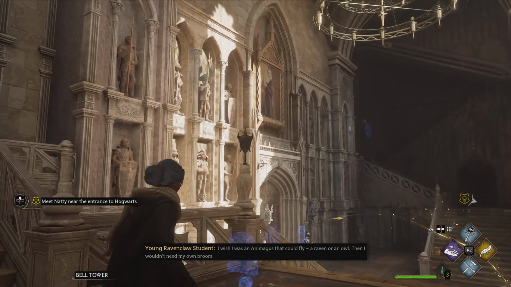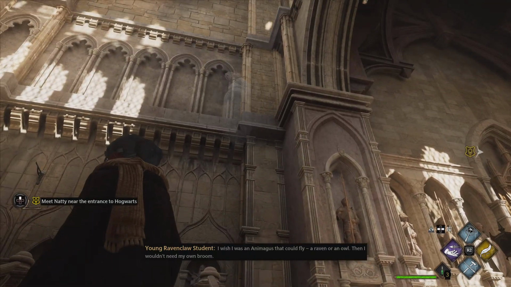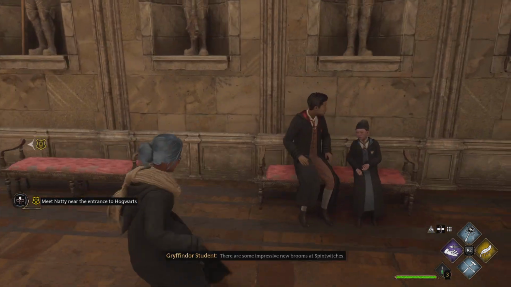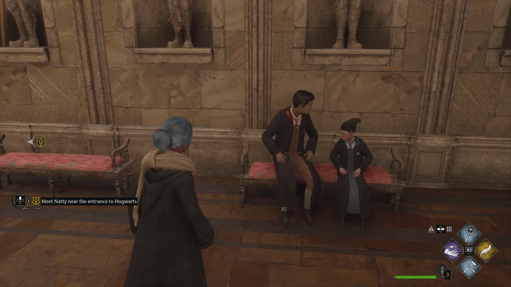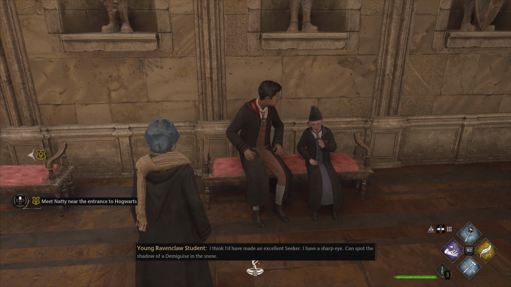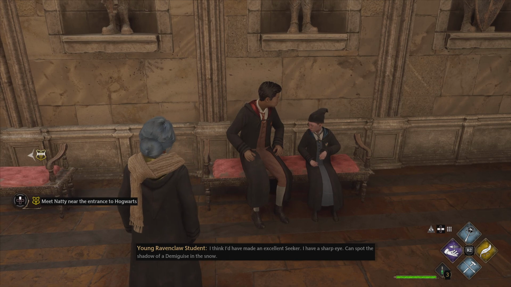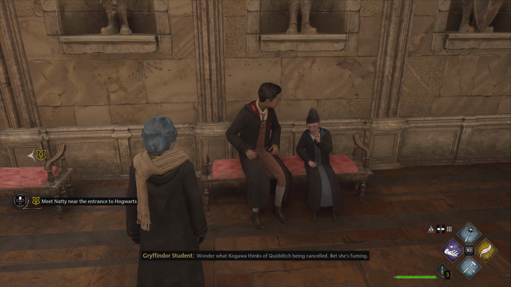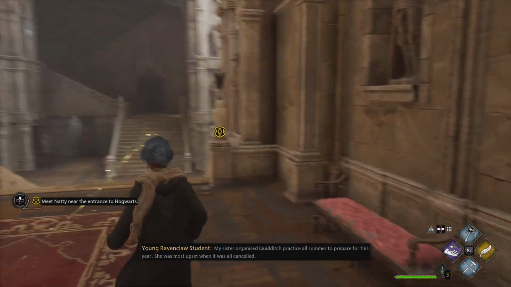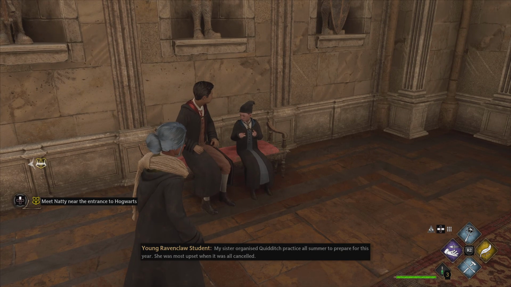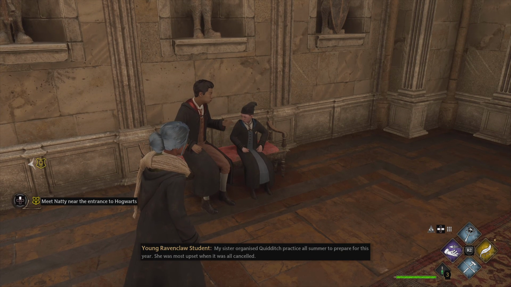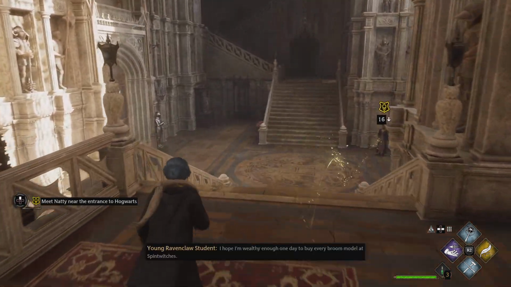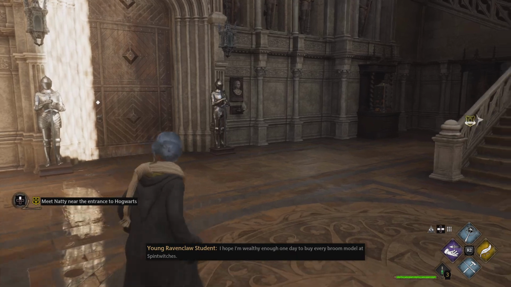I wish I was an animal. Fly. A raven or an owl. Then I wouldn't need my own broom. There are some impressive new brooms at Spintwitches. I think I'd have made an excellent seeker. I have a sharp eye. Can spot the shadow of the demiguise in the snow. Wonder what Kagawa thinks of Quidditch being cancelled. Bet she's fuming. My sister organised Quidditch practice all summer to prepare for this year. She was most upset when it was cancelled. I can just imagine. We're finally going to win the Quidditch Cup this year. I hope I'm one. Fuck that conversation.